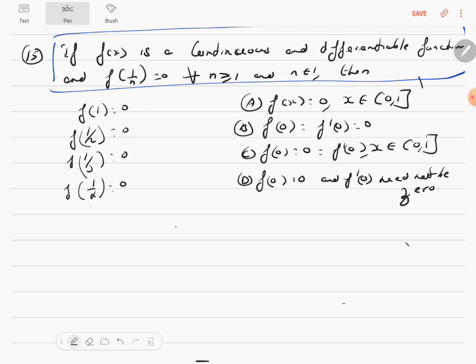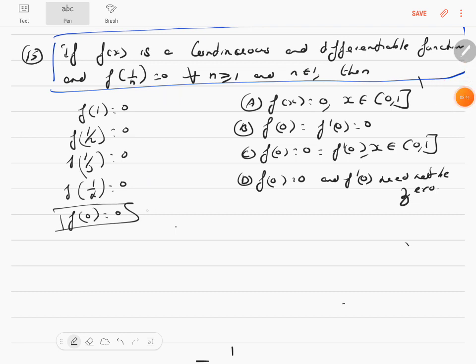But you know that f of 1 by infinity is nothing but f of 0. f of 0 is also 0. So this much you understood: f of 0 is 0, and f of 1 is also 0. This is the first observation that I'm able to make.